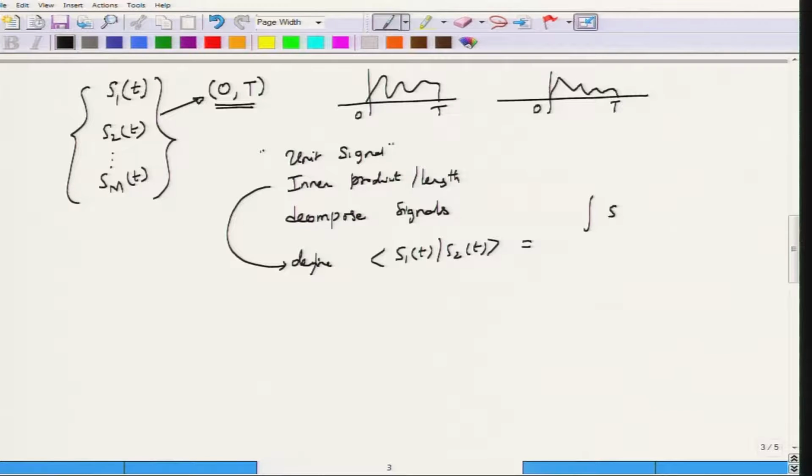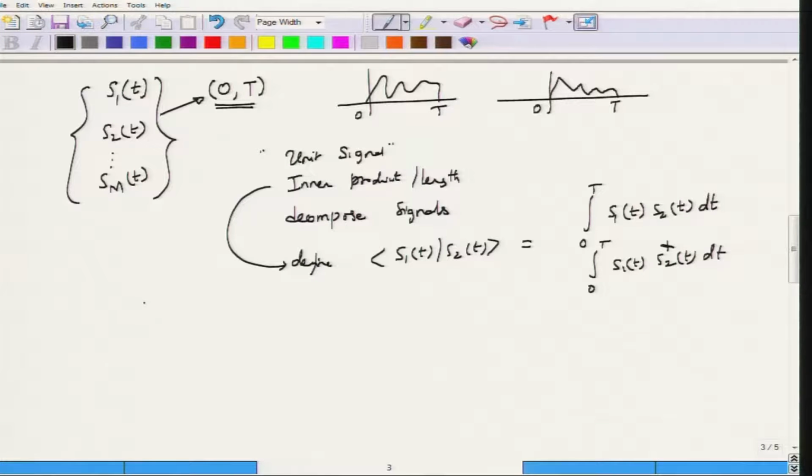The inner product of two vectors, assuming that they both are real, is given by this particular integral. If s1 and s2 are complex, then the inner product is given by the integral of s1(t) times s2(t) complex conjugate dt over the same time interval 0 to T. Would this inner product make sense?